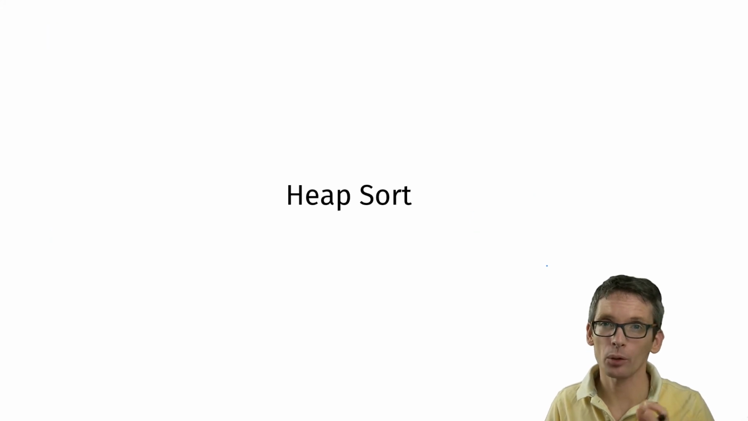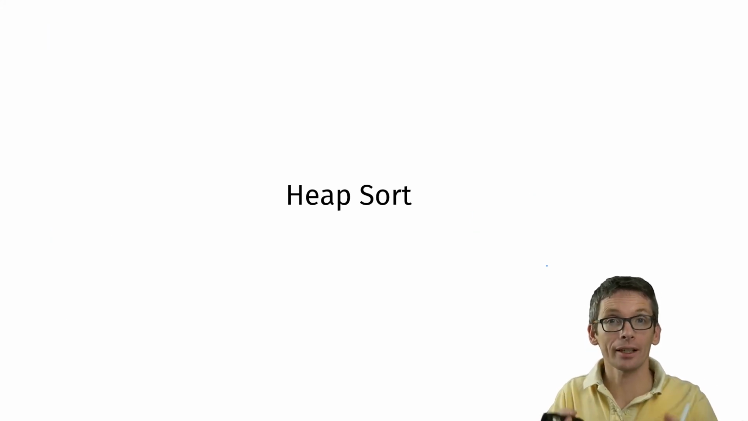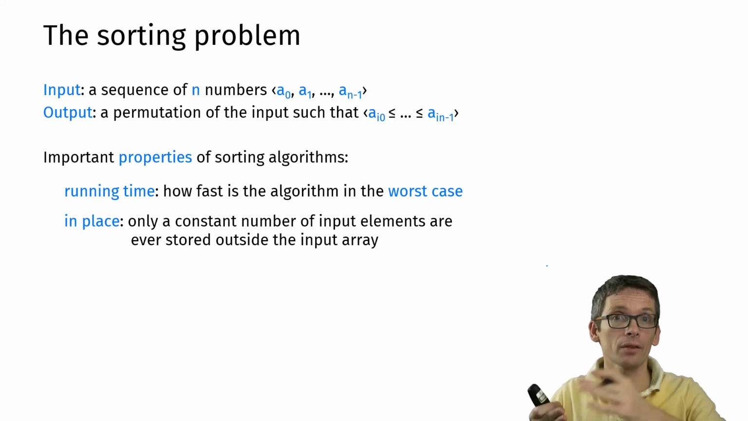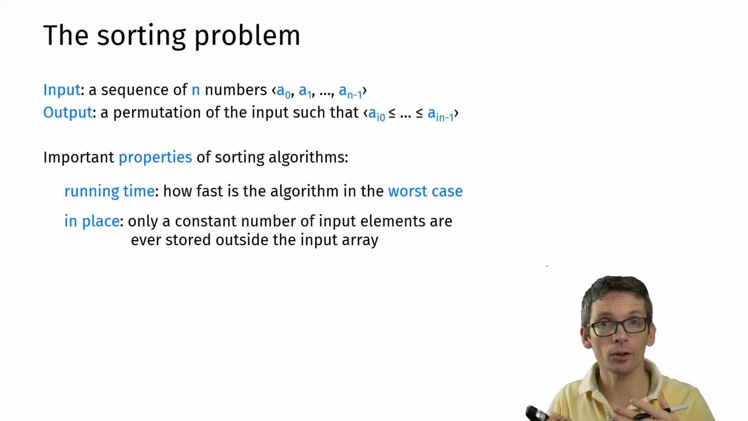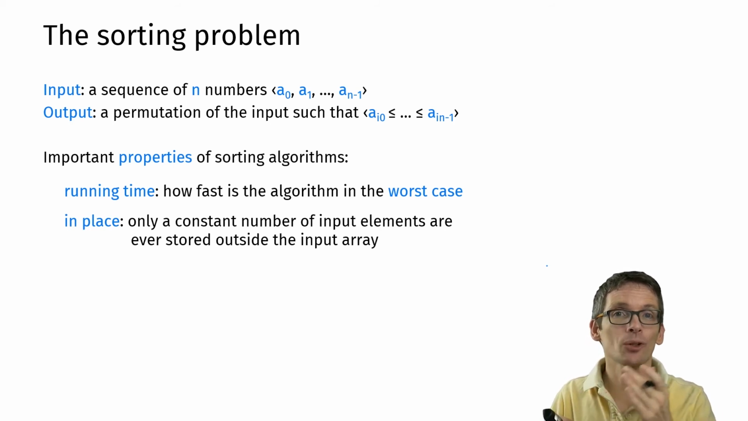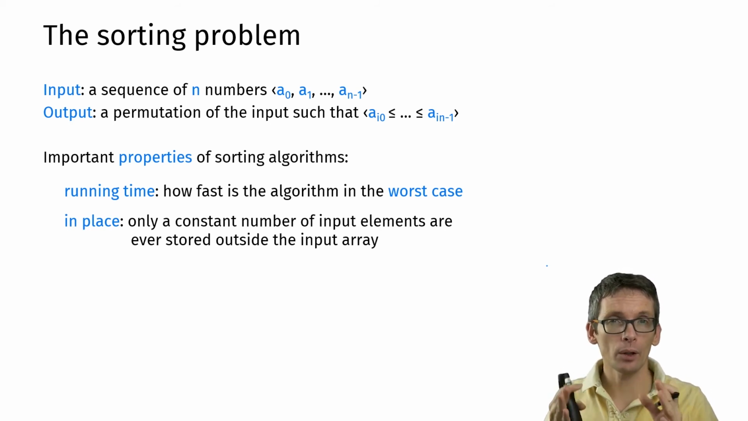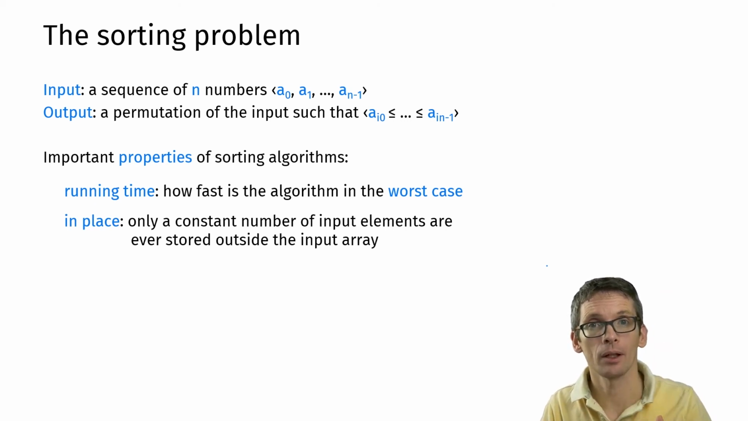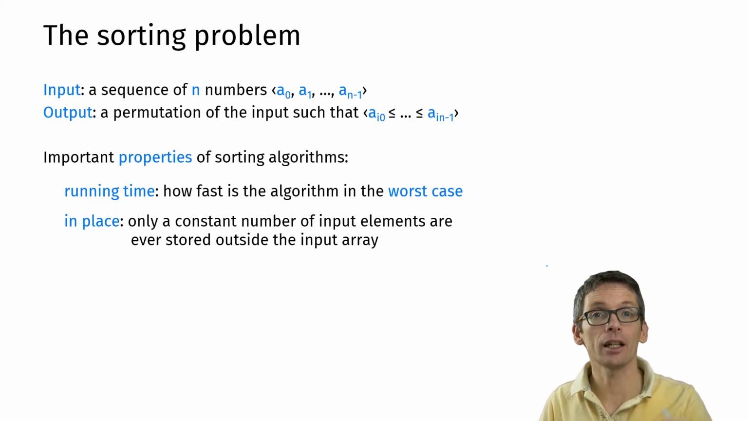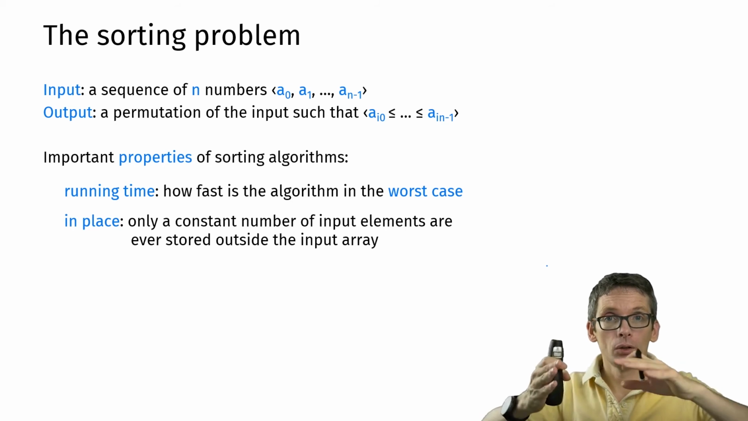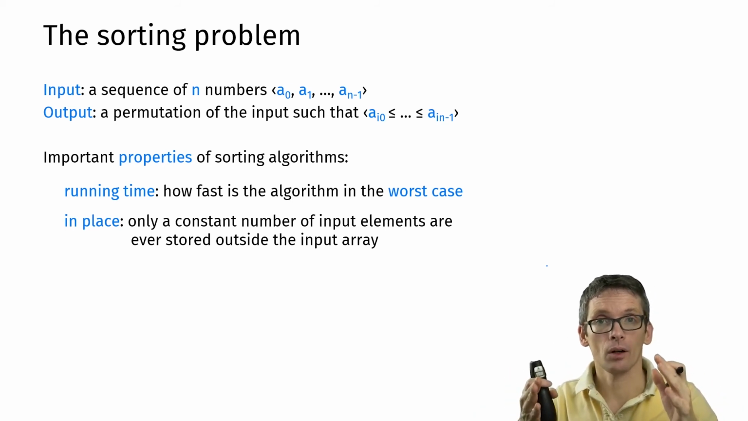Let's use heaps for sorting, and the resulting algorithm will be called Heapsort. So the sorting problem was, we are given a sequence of numbers and we want to reorder those numbers, so we want to compute the permutation such that the numbers are in increasing order. And when we look at sorting algorithms, we're always interested in how efficient they are. So what is the running time? Another property we were interested in is whether the algorithm is in place or not. So do we only need a constant amount of extra memory?